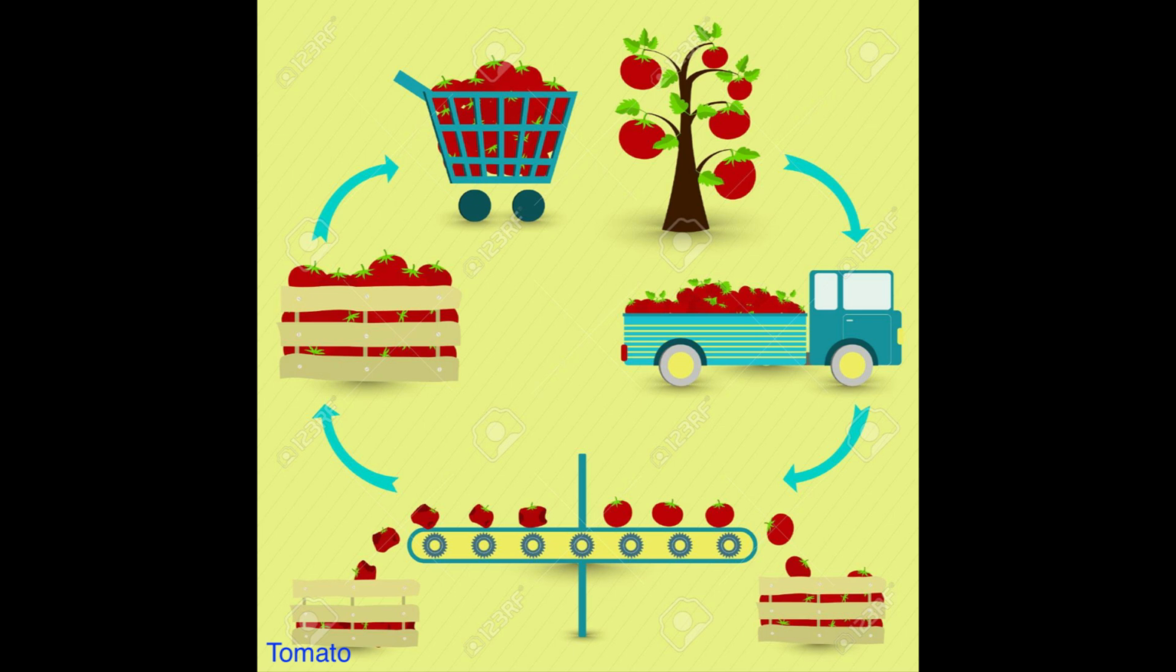You can see from this graph that the third step is to filter bad tomatoes out on a conveyor belt, followed by a crate full of good tomatoes as the fourth step. The final step is to fill the shopping cart with the good tomatoes for consumers. In conclusion, this graph is very informative.